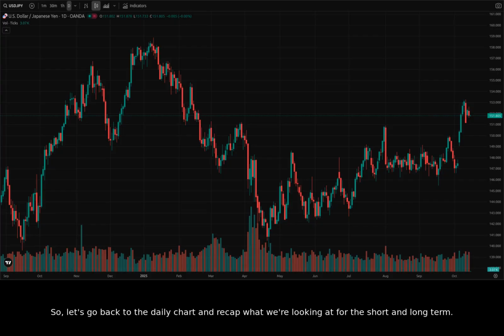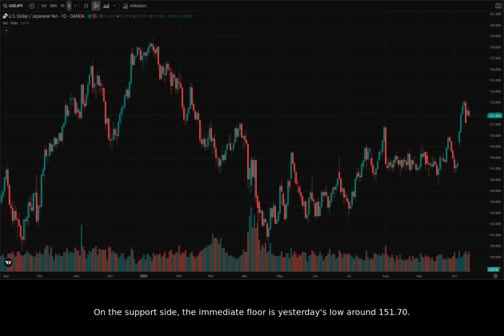So, let's go back to the daily chart and recap what we're looking at for the short and long term. Your key resistance levels to watch are, first, the immediate zone at 152.35 to 152.45. A decisive break and hold above that brings the recent high of 153.27 back into play. If the bullish momentum really takes over, the next major target could be the psychological 155 level.